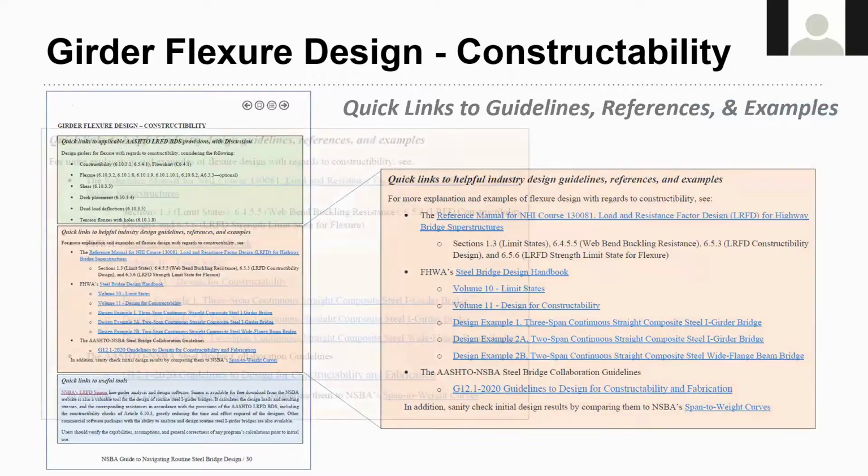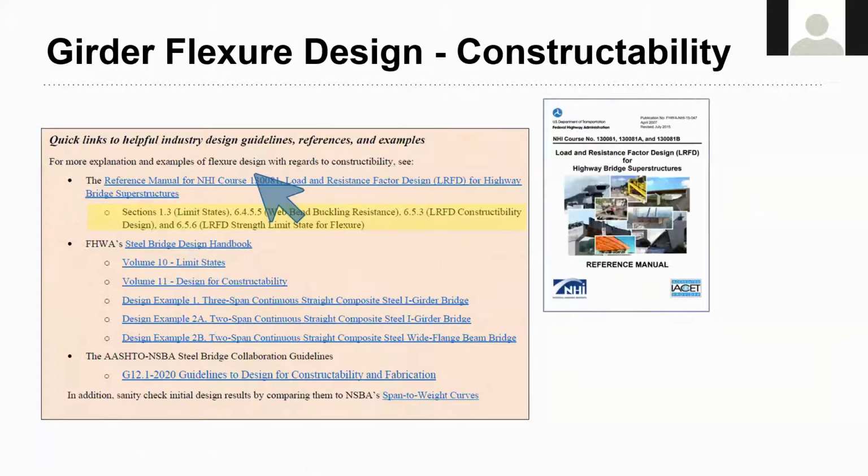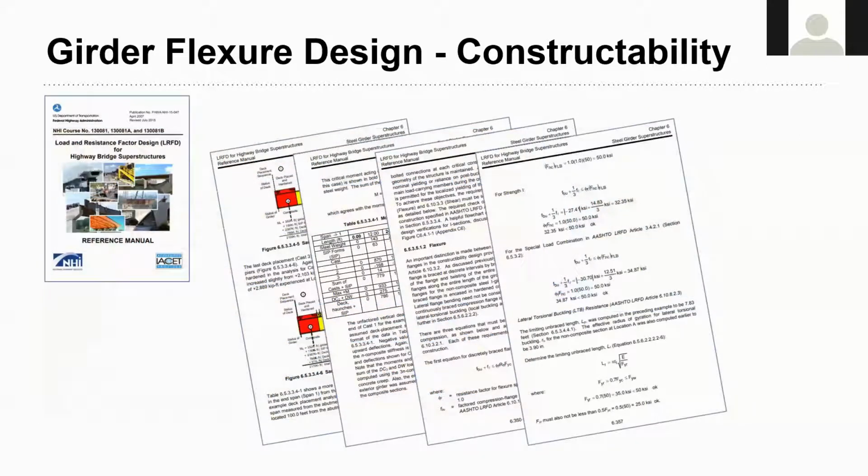Then also in the quick links for helpful industry design guidelines and references, right back to that reference manual again. It provides useful information in the direct sections that apply to what I'm looking at for constructability. And you can see we have several examples laying out the deck pour sequence, how to lay out the deck pour sequence, how to get the moments from that deck pour sequence, and how to apply those to my constructability checks.